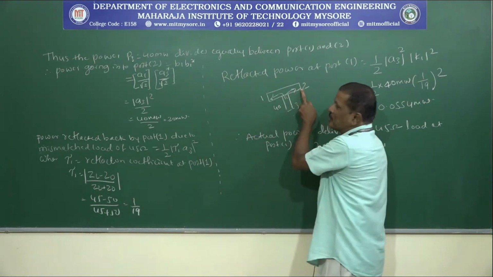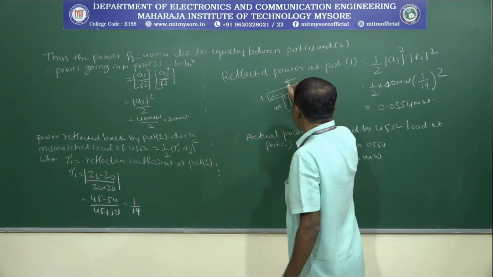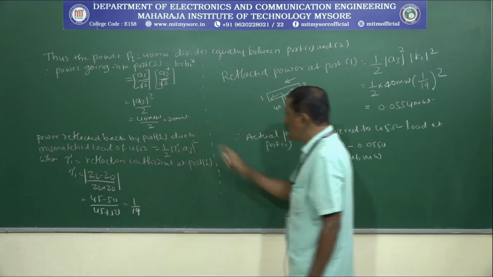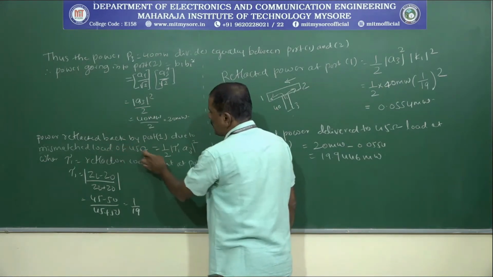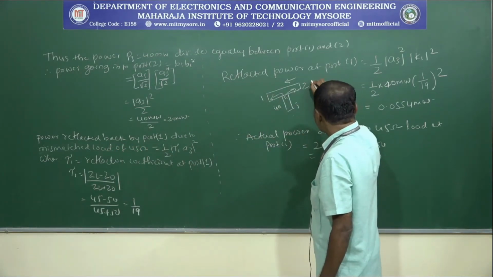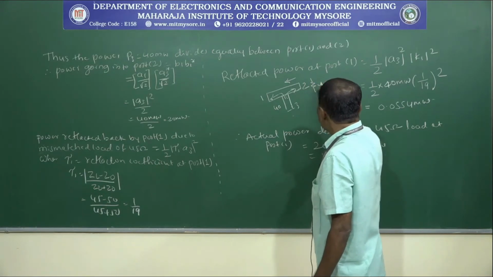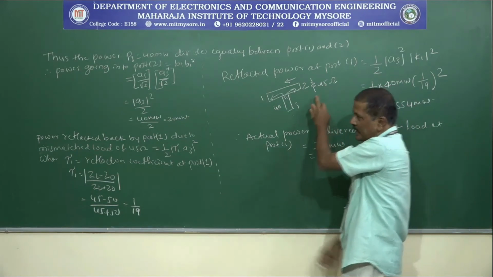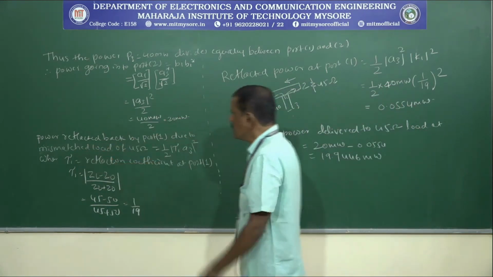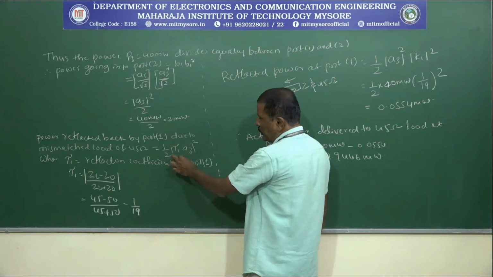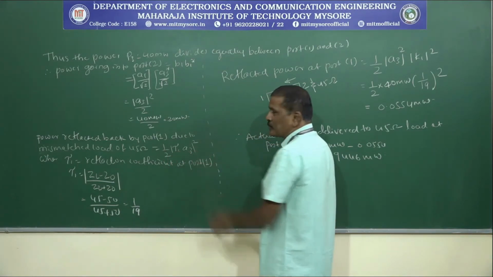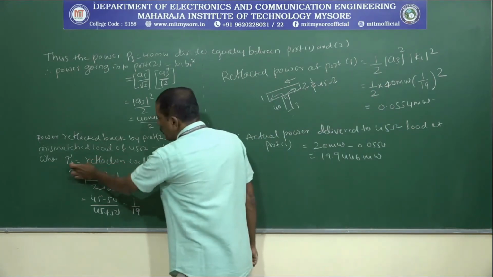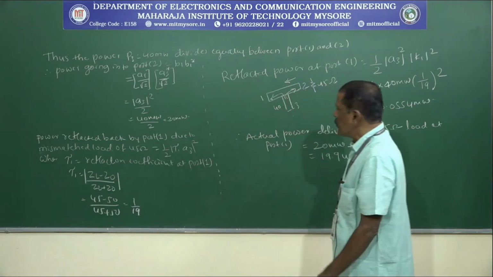Now, because this port is mismatched, some amount of the power will be reflected back. So now you have to calculate the power reflected back by port 1. Here we are connecting a mismatched load of 45 ohms, and because of the mismatched load of 45 ohms, the power will be reflected back. So the reflected power will be 1 by 2 into tau 1 of A3 square, where tau 1 is the reflection coefficient of the port.